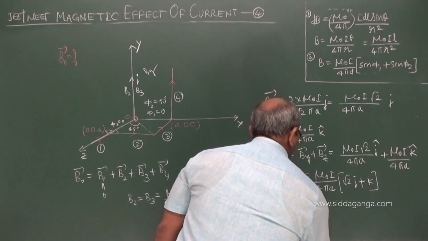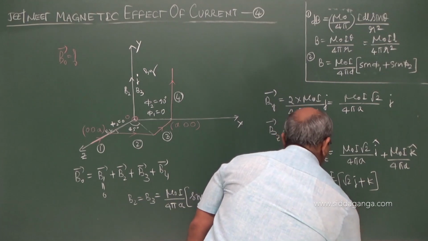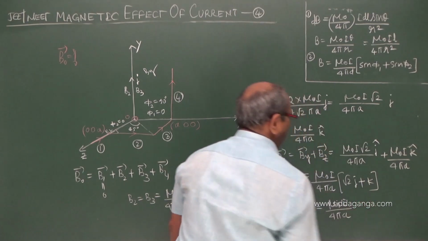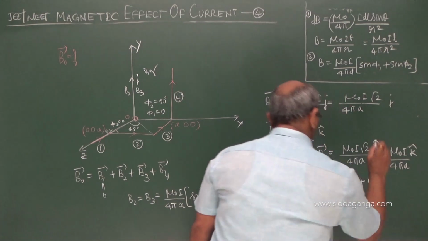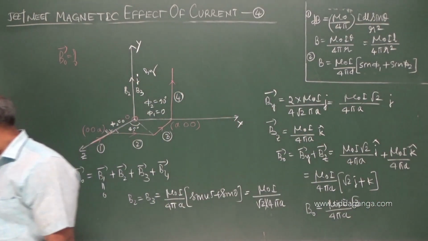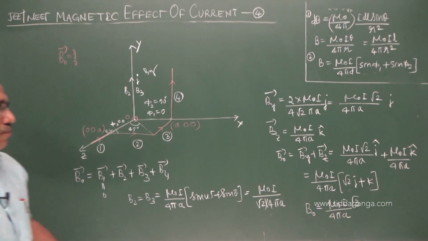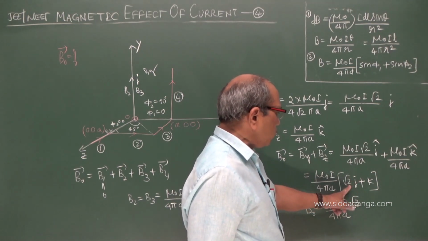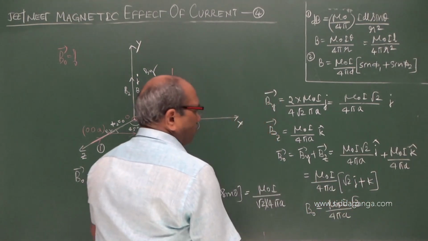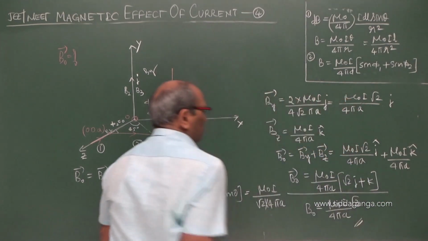Suppose I want the magnitude only, B naught is mu naught I by 4 pi A into root of 2 plus 1, which is root 3. So that is a possible answer we get. Because you know, if you square root 2 you get 2, and 1 squared is 1, so root 3. But the answer here is B naught, either in the vector form or with the magnitude.